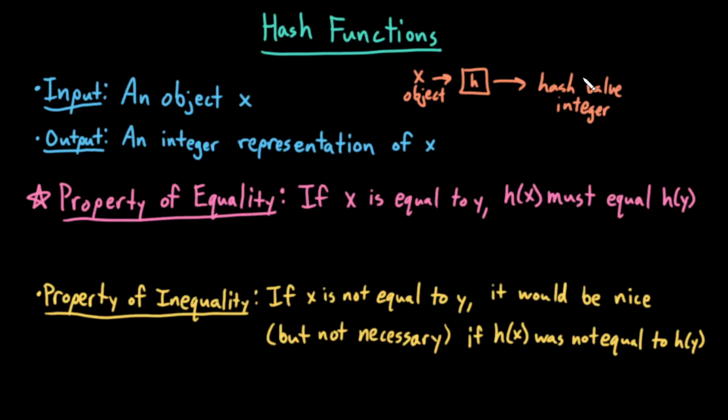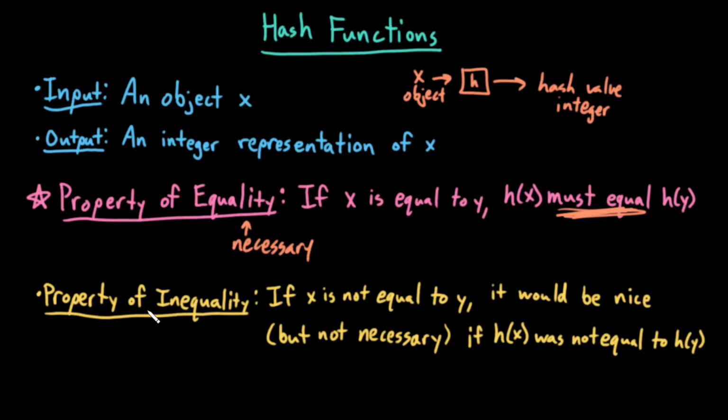So hash functions, to be valid, must have this property of equality. So this is necessary. If x is equal to y, so if I have two objects x and y and they're equal, the hash value of x must equal the hash value of y. So equal objects absolutely must have equal hash values. This is the property of equality.